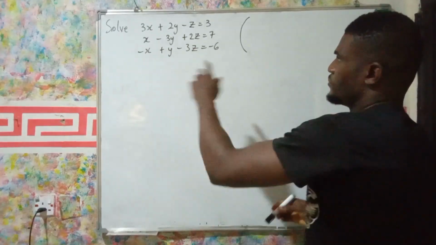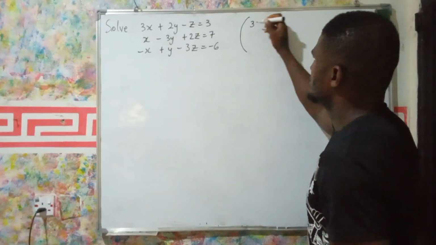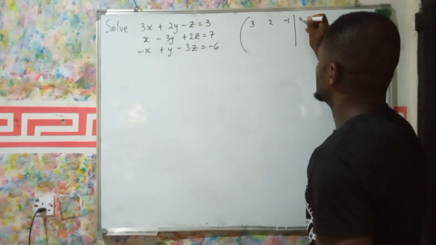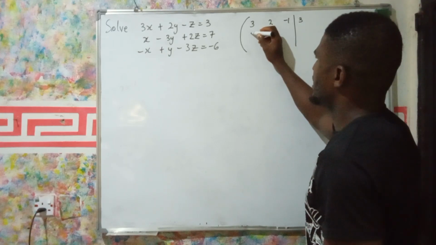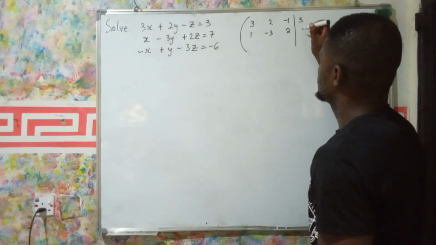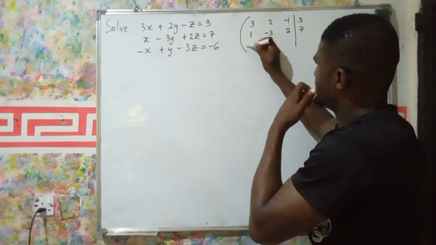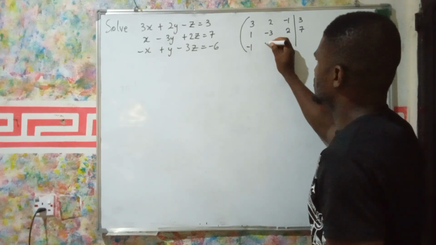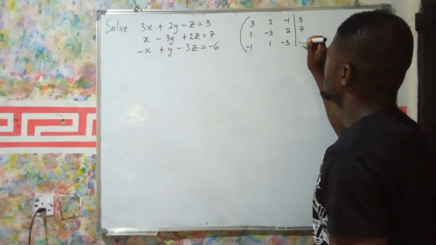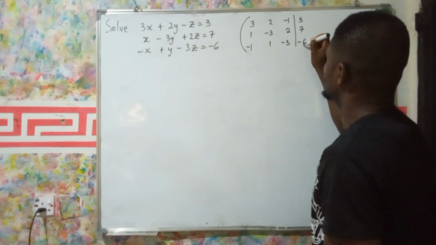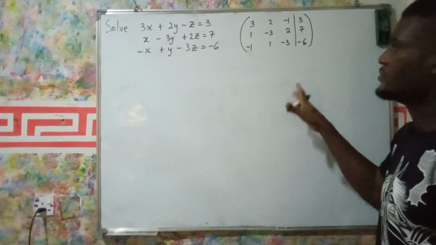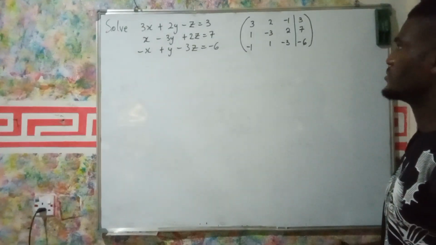Here, the coefficient of x in the first equation is 3, y is 2, z is minus 1, and the result is 3. Then we have the coefficient of x again as 1, y as minus 3, and z as 2, and the result is 7. We have minus 1 for x, 1 for y, and minus 3 for z, and that's equal to 6. Okay, so we've arranged it in the form of a matrix now, and then we want to work on it.